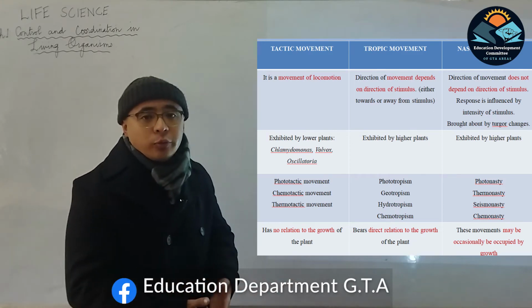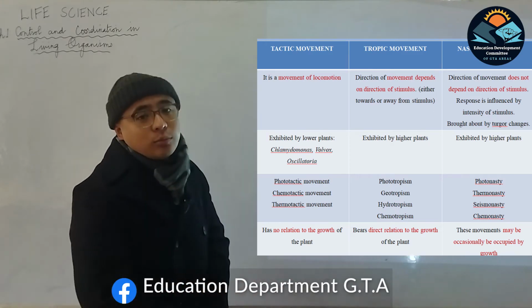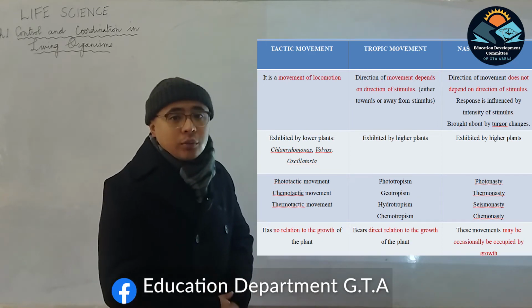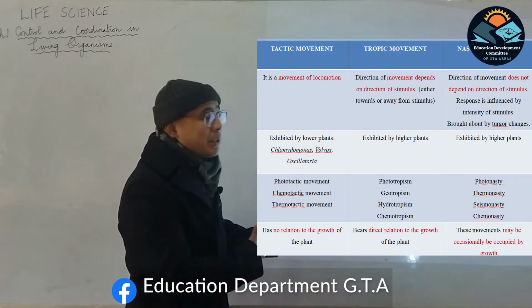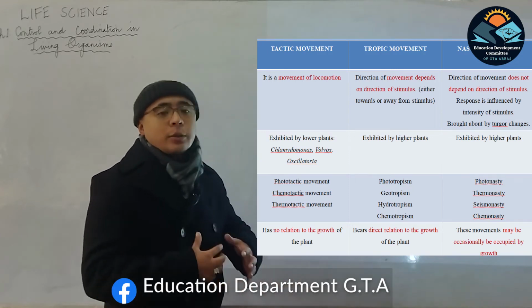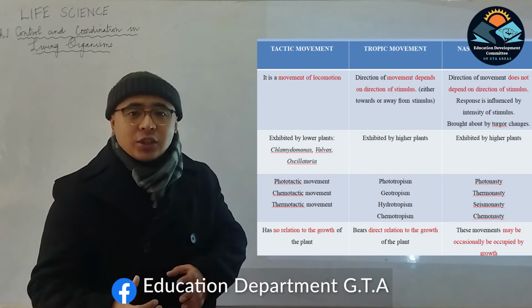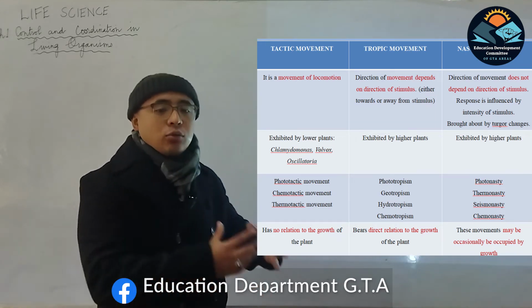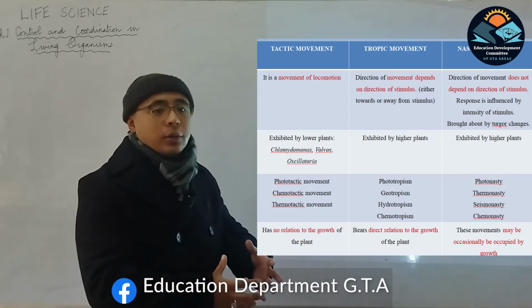The first type of movement that we are going to discuss is tactic movement. Tactic movement is a movement of locomotion, which means that the plants that exhibit tactic movement, when they respond to a given stimulus, change their entire bodily position. When they move from one place to another, they take their whole body with them.